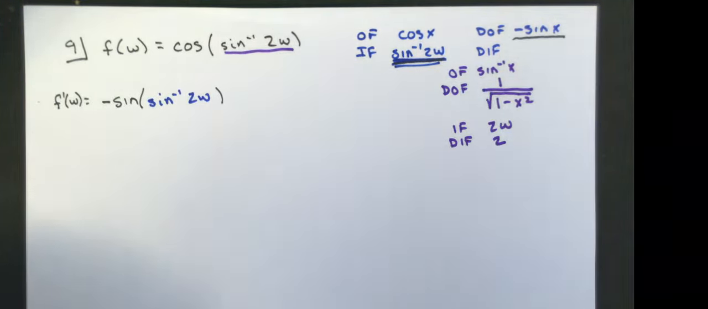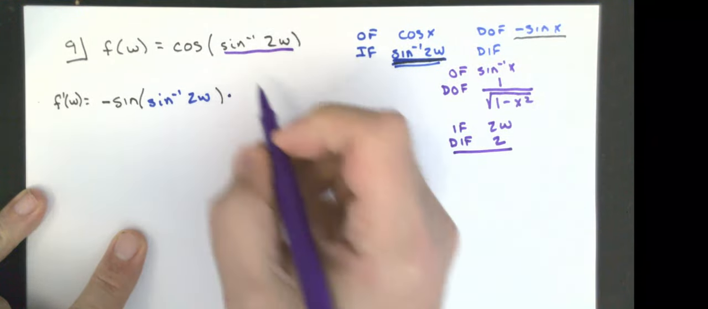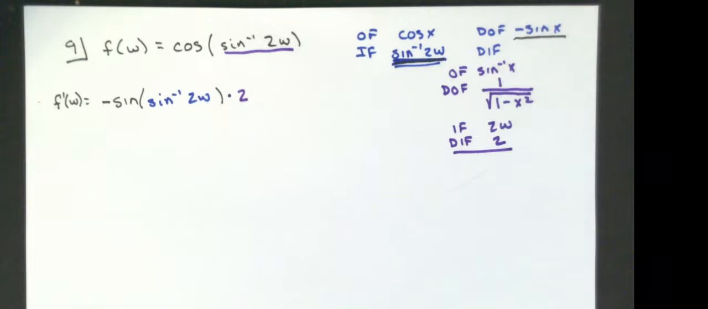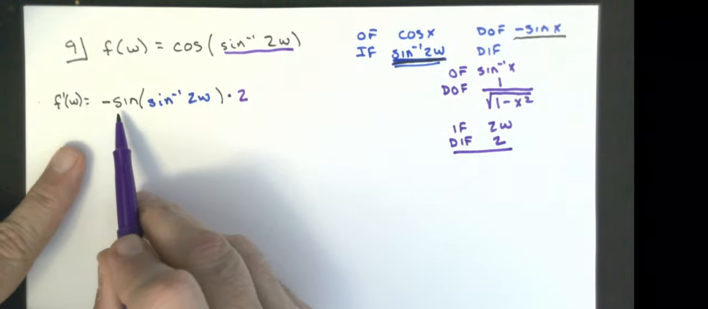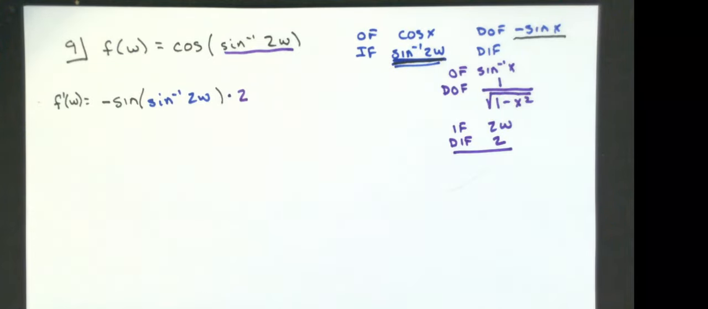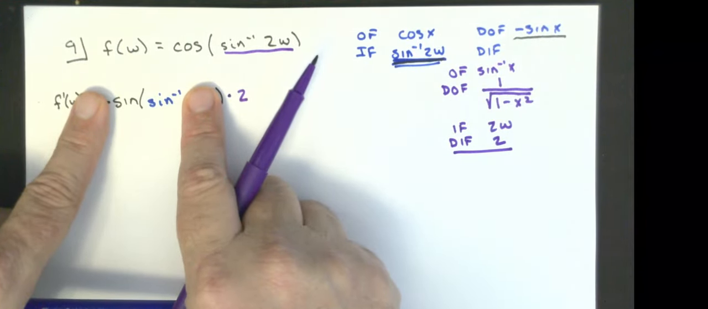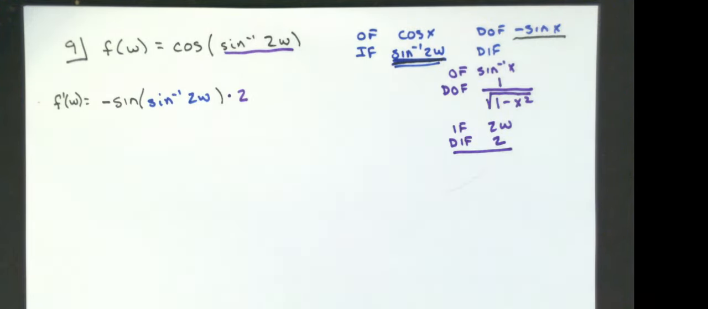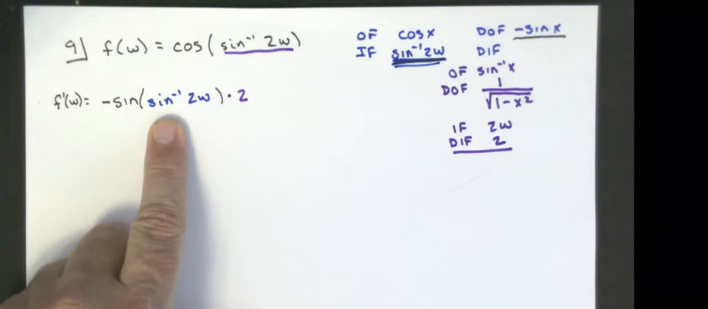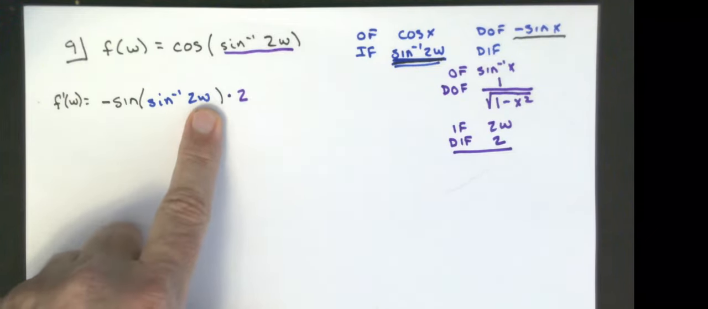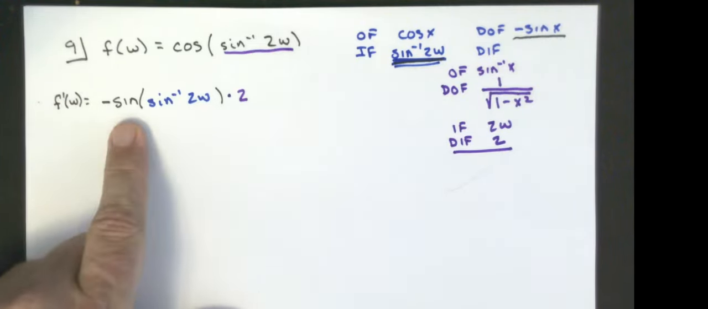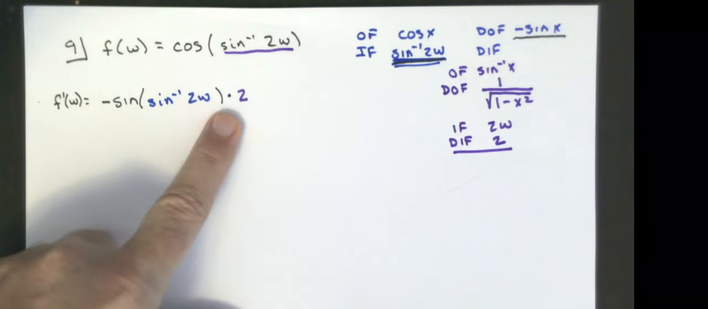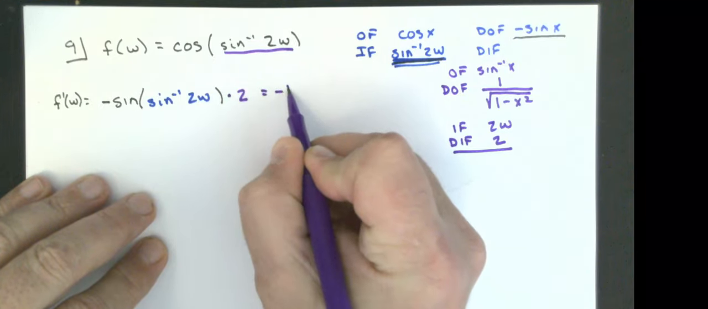Multiplied by the derivative of the inside function. Okay. Now I have the sine of the inverse sine of 2w. Well, we should remember that inverse functions performed consecutively cancel each other out. And in most cases, that's going to be true for these. We just have to make sure that w has to be less than a half. That's going to give us a restriction in there. But these two are going to cancel each other out. That's going to leave me with negative 2w times 2, which is negative 4w.